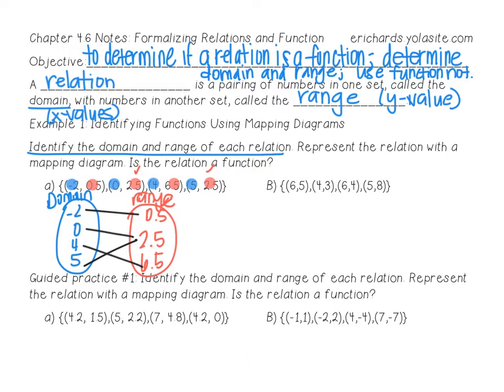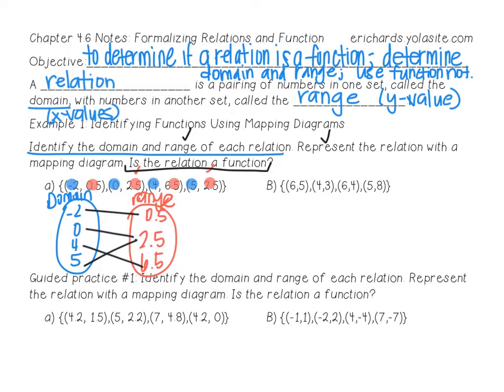What you need to notice is that each line represents a point. -2, 0.5 is represented here. 4, 6.5 is represented here, and so on. That's the mapping diagram. So first I've got domain and range, got that taken care of. Then I did the mapping diagram. Now I need to tell if the relation is a function.